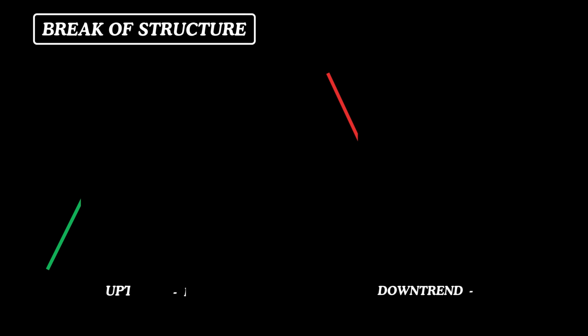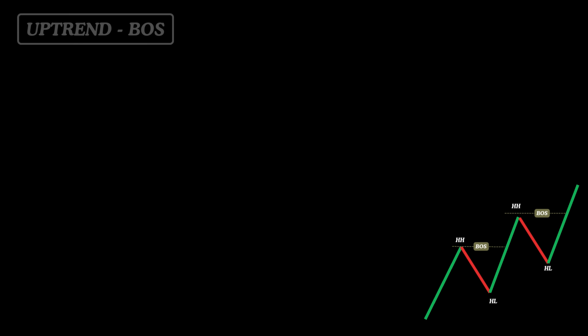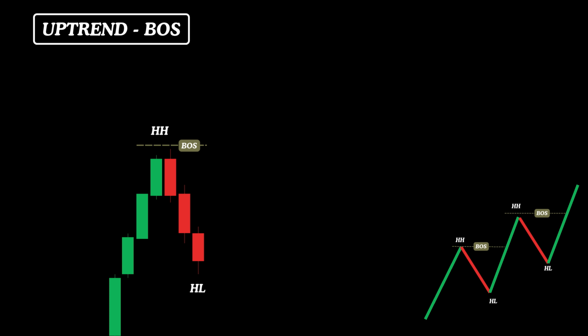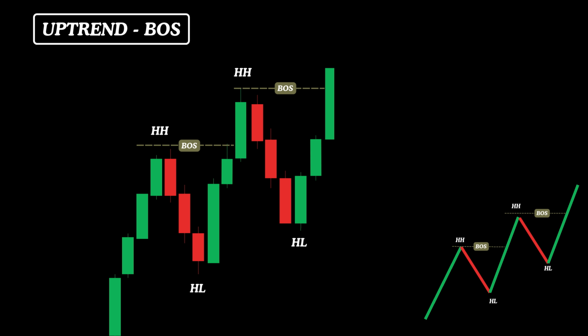A break of structure, also known as a BOS, occurs when the price breaks through its previous structure. This indicates that the market is confirming its direction by violating a significant swing high or swing low. When the market is in an uptrend, price action consistently forms higher highs and higher lows. But when the price surpasses its previous swing high, that moment is referred to as a break of structure, or BOS. This signifies that the market has formed a new bullish structure.